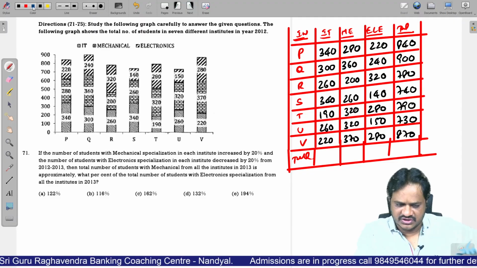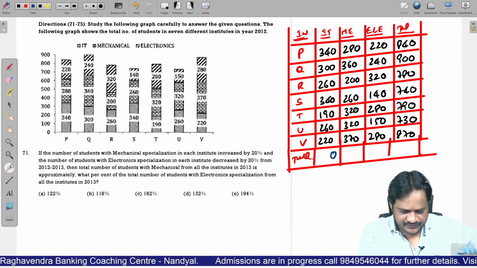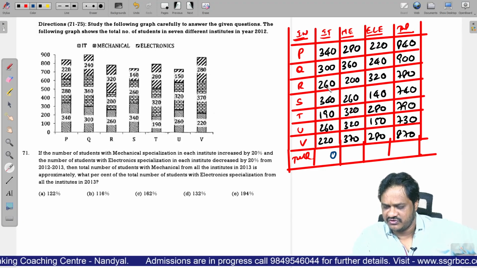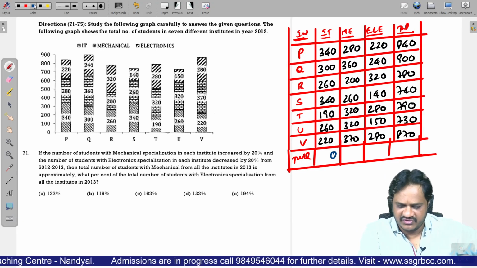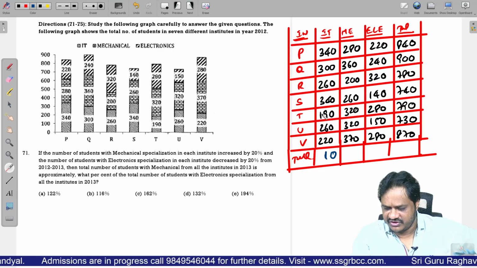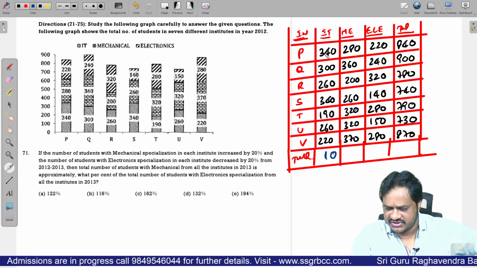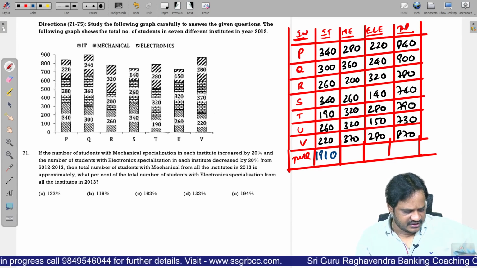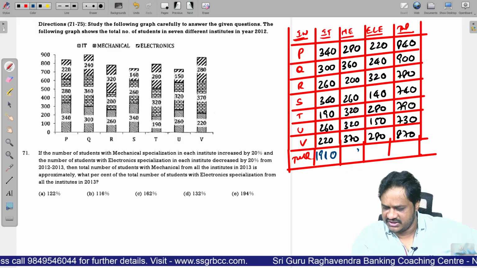Then let us do the totals. 0. Next, 2 plus 6, 8. 8 plus 9, 17. 17 plus 4, 21. 27, 31. Then 3 is the carryover. 3 plus 2, 5, 7, 8, 11, 13, 16, 19. 1910. This is IT. Now, if you see the mechanical, 0.